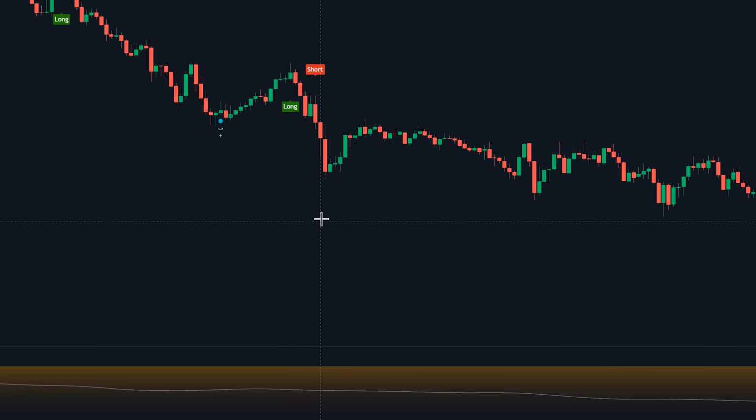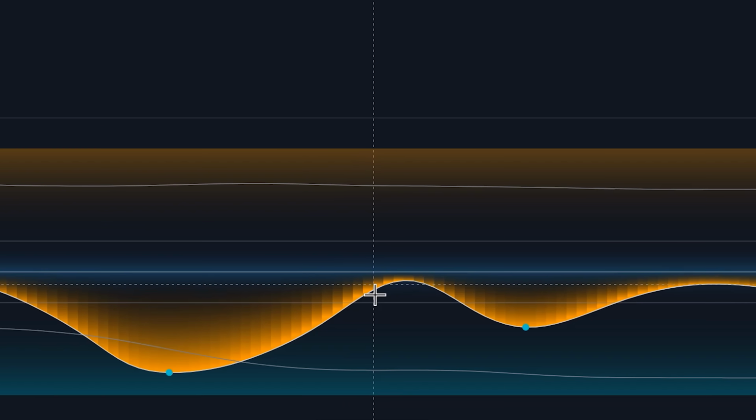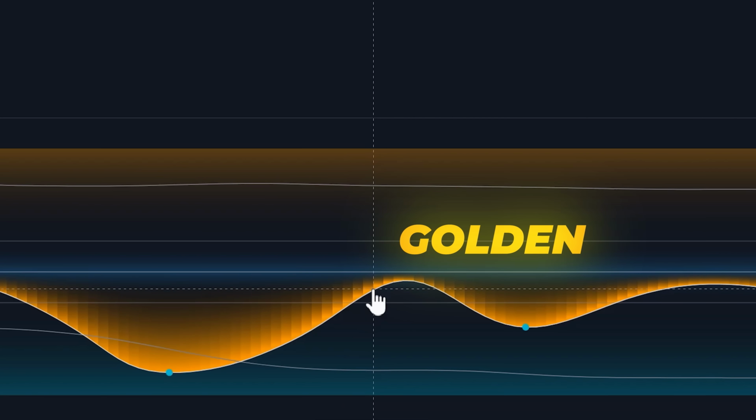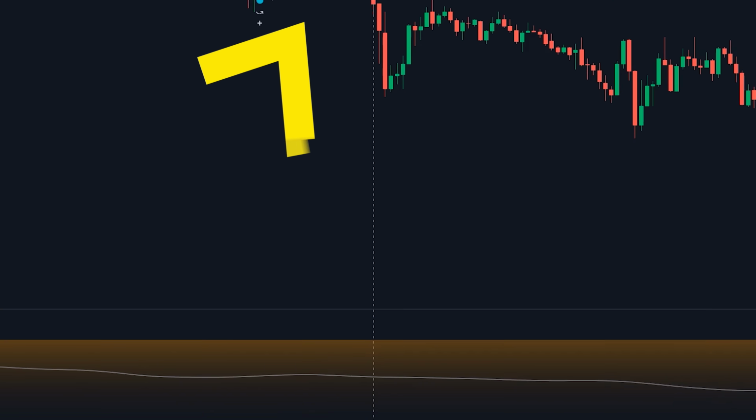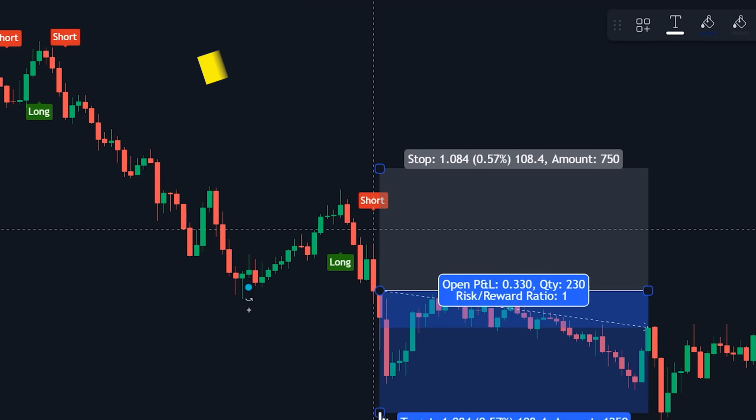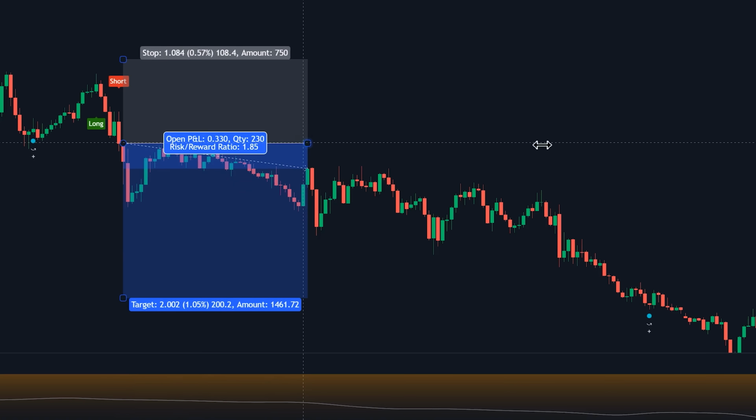And of course, for a short position, you would want to identify a short signal printed by the Pine Trades Market Beacon. And then to confirm the signal, you want to ensure that the Smooth Price Oscillator is colored golden to indicate the presence of bearish momentum in the market, increasing the probability of this trade becoming profitable.